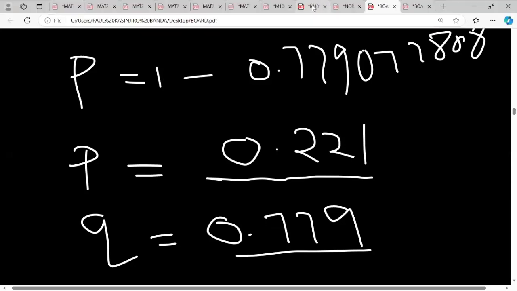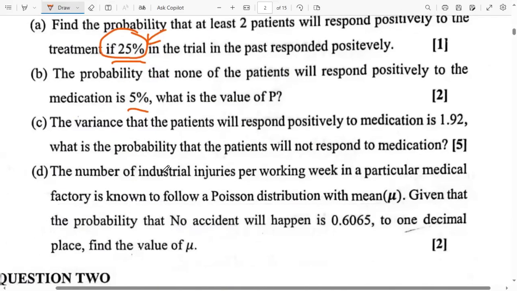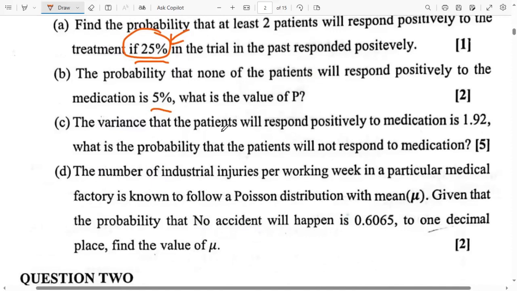And then let's move to the next question, which is on the variance. So I think the variance that the patient will respond positively to the medication is 1.92. What is the probability that the patient will not respond to the medication? In this case, we are finding the q, because q is the probability of failure, and p is the probability of success. But for us to find q, we first have to find the p.